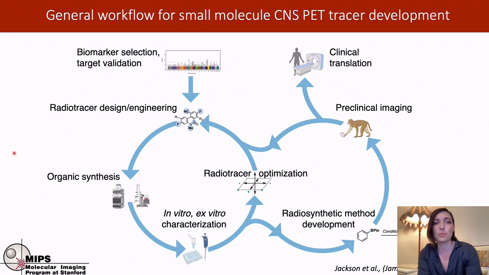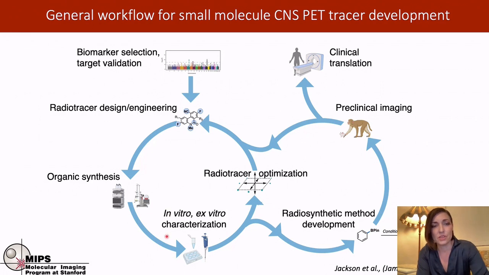So this is just to remind you all of the general workflow for small molecule CNS PET tracer development. It's quite long and arduous. We start with biomarker selection and target validation, and then once we have a great target, we move to designing or engineering a tracer. Organic synthesis typically is what is needed at that point, and that can take a long time. It's usually something like a 4-step or a 9-step reaction to get to your precursor, and another few steps to get you to your standard, or the other way around.